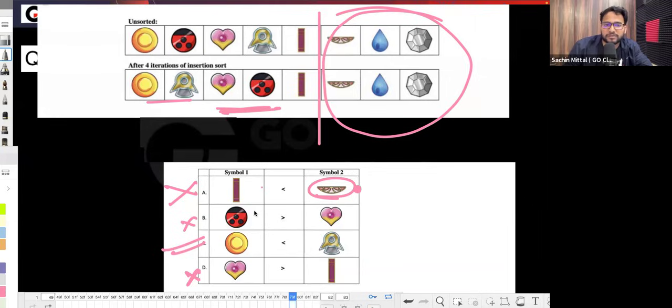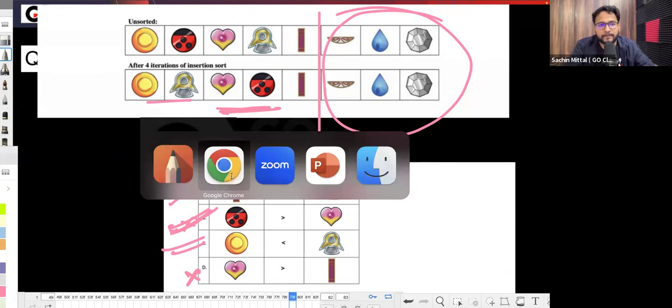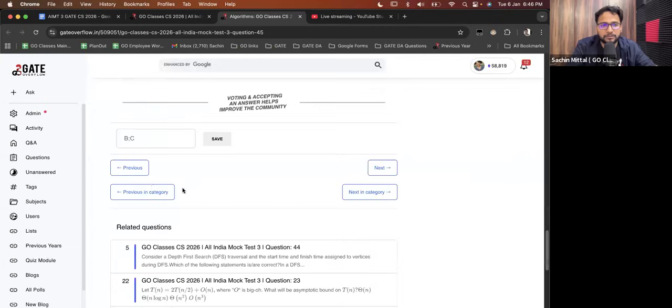So anyway, actually this is greater. Among these two, since this is coming later, this is anyway greater. So B is also correct. This is a very simple observation that this is coming later, so this is anyway greater. So B and C are the correct answers. Let me just check for this question. Yes, B and C are the correct answers.